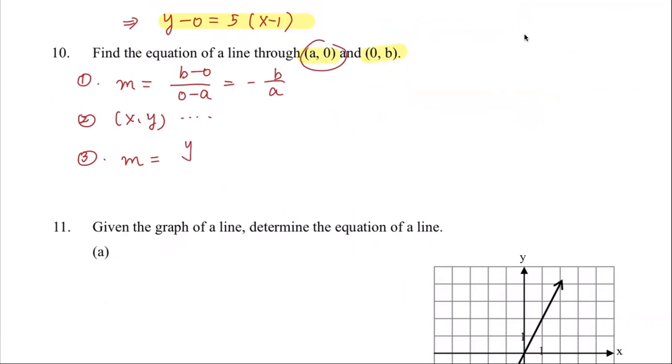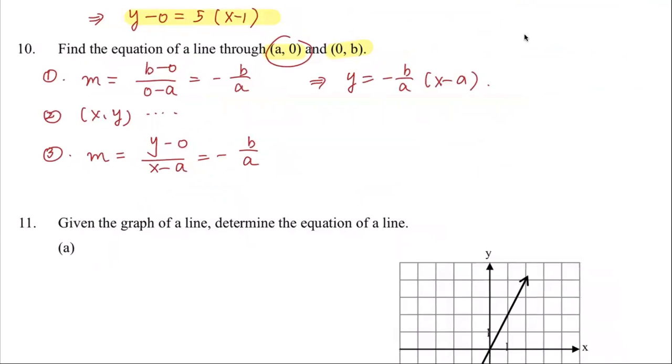So (y minus 0) over (x minus a) is equal to minus b over a, right? And this means y is equal to minus b over a times (x minus a), right?